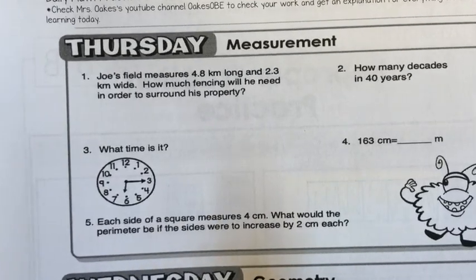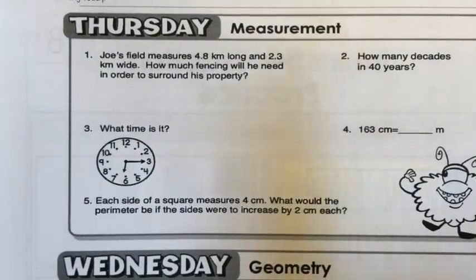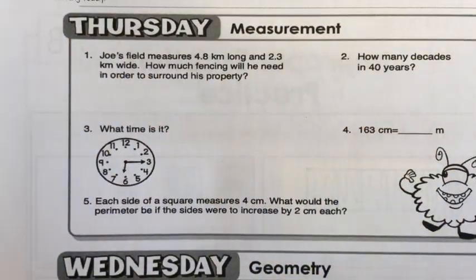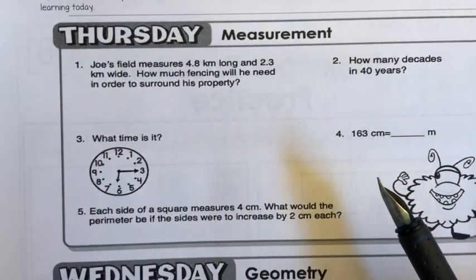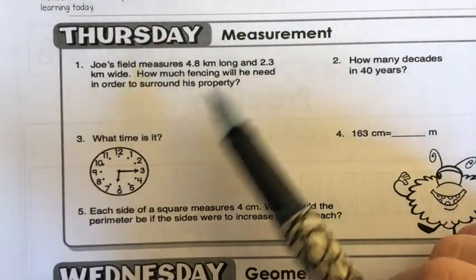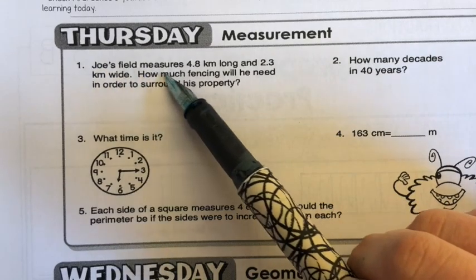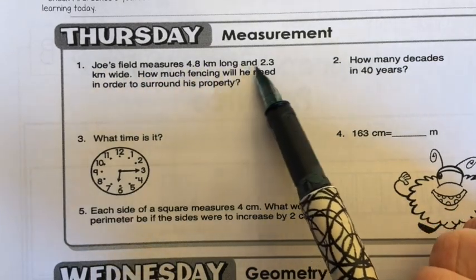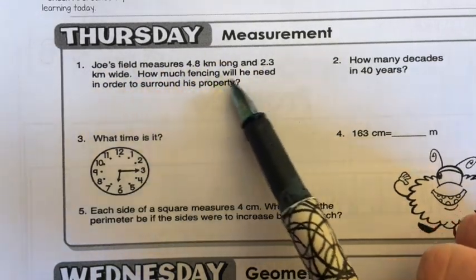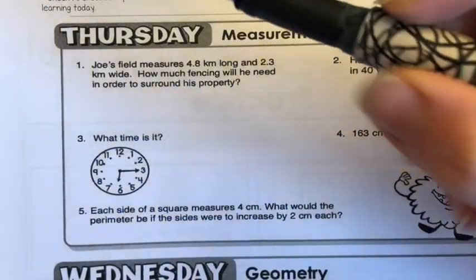Okay, now I'm going to do Thursday with you guys. So this is Thursday's math. I'm going to start with my daily math. This is measurement. Joe's field measures 4.8 kilometers long and 2.3 kilometers wide. How much fencing will he need in order to surround his property?